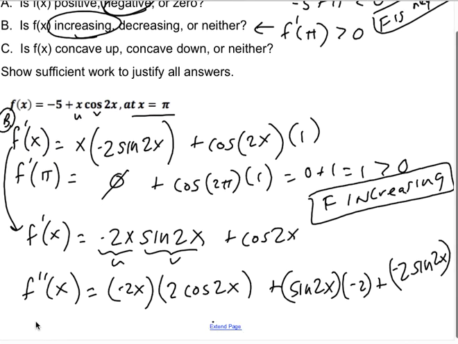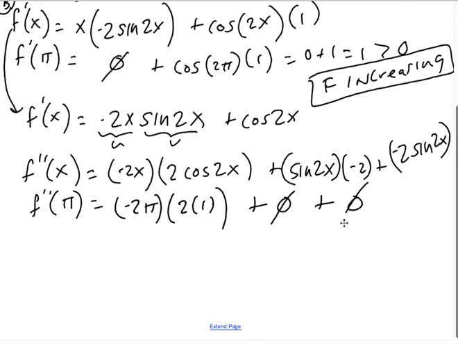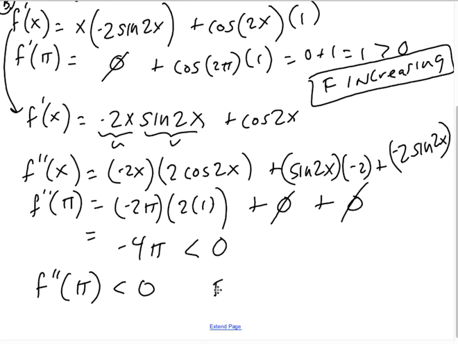Now, I'm going to argue that, yet again, there's not a whole lot of point in cleaning this up, because anything that has a sine of 2 pi is going to be 0 anyway. So this is going to be a negative 2 pi times a 2 times a 1, plus a bunch of 0, because the sine of 2 pi is 0, plus a bunch more 0. So I'm going to get that this is a negative 4 pi, which is definitely less than 0. So since f double prime of pi is less than 0, f is concave down.